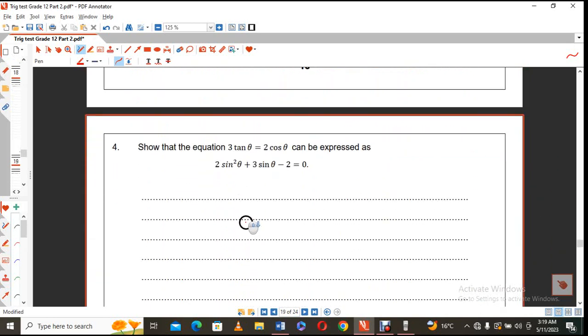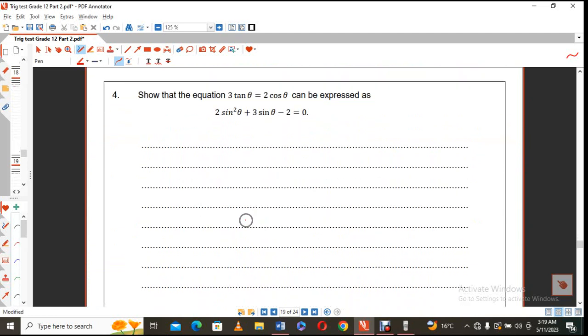Good. Next question. Show that the equation 3 tan theta minus 2 cos theta can be expressed as 2 sin square theta plus 3 sine theta minus 2 is equal to 0. One of the things you should know is that tan theta can be written as sine theta over cos theta. So I will say 3, where I have tan theta, I'm going to replace that tan theta by sine theta over cos theta, and let that equal to 2 cos theta.